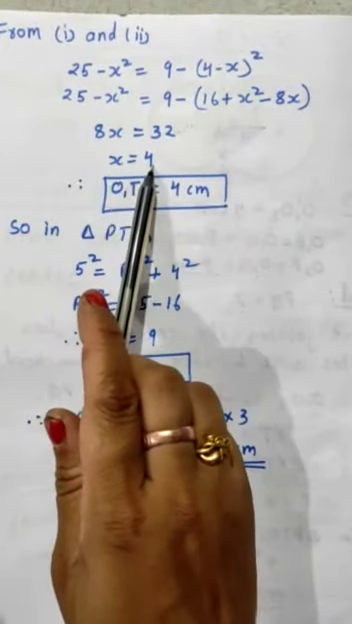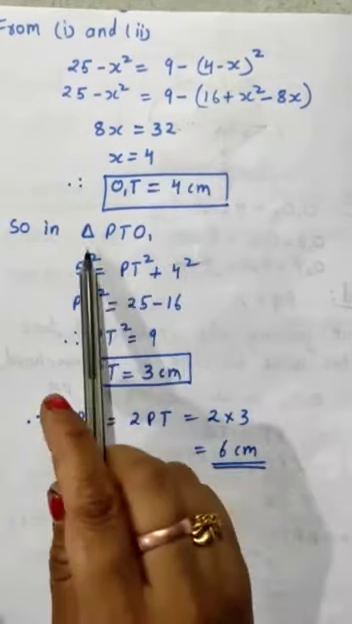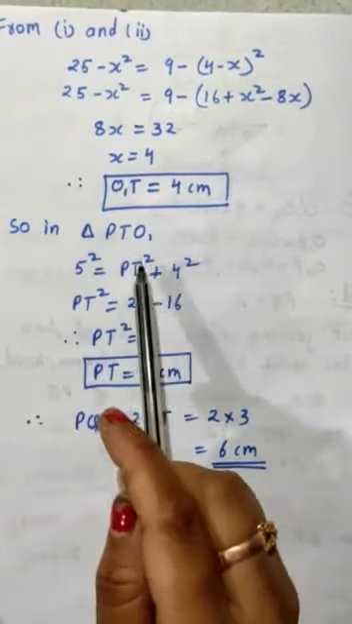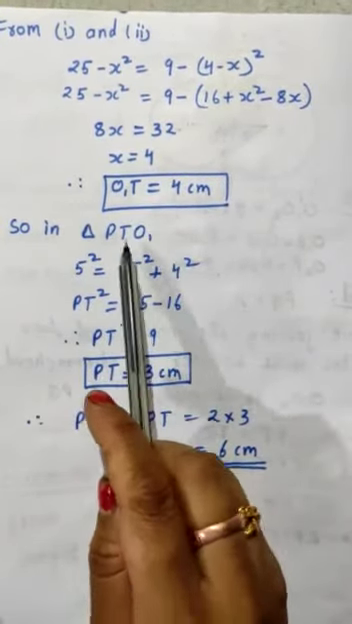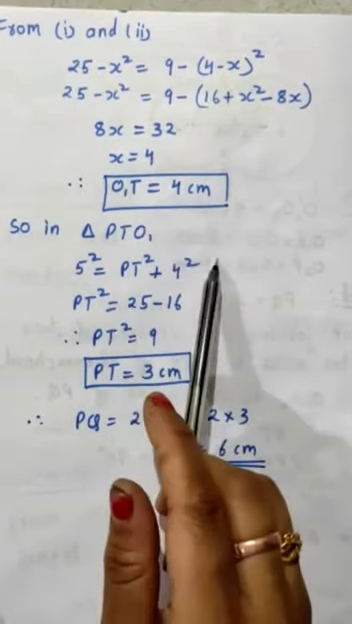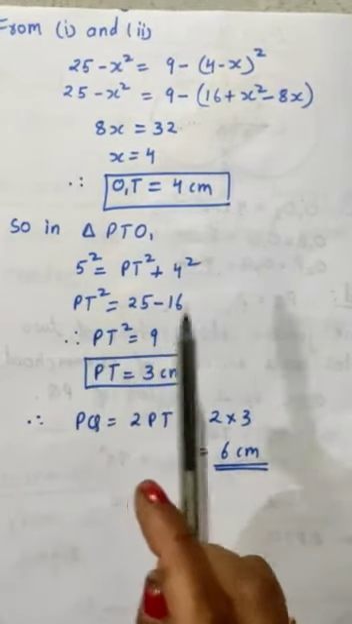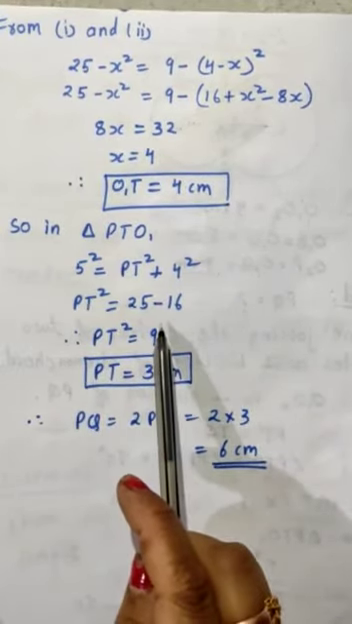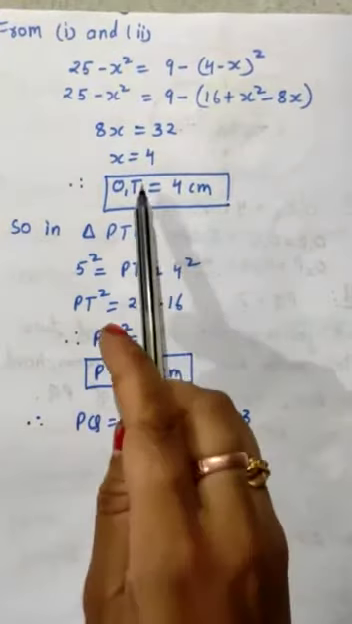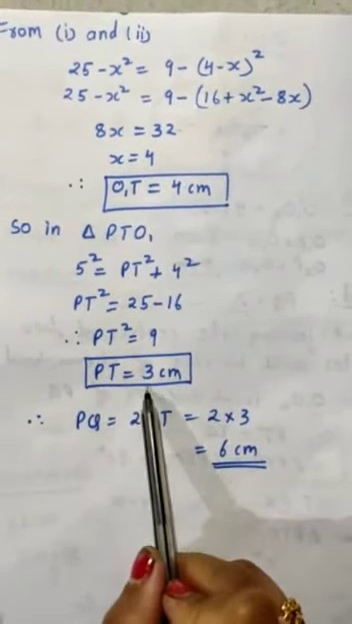So from this we have got the value of x. So x is 4 centimeter. Now, you remember we have got two equations, so you can put the value of x in any one equation. So you will get the value of PT as 3 centimeter.